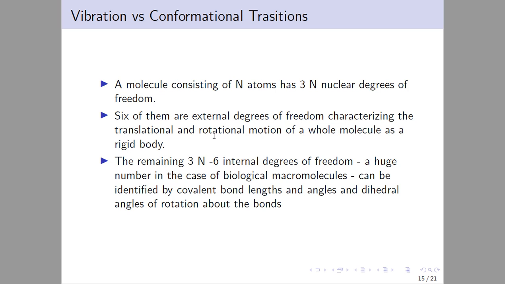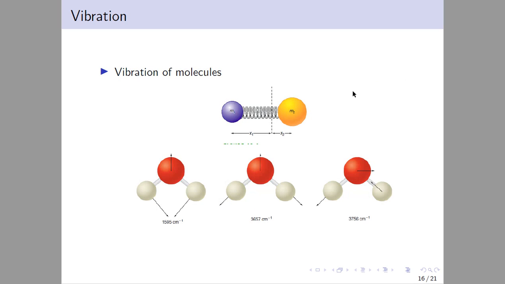The remaining 3n minus 6 internal degrees of freedom can be identified as covalent bonds and dihedral angles of rotation about the bond. So this one is the vibration. This one molecule is moving, this one molecule rotates, and these are vibrations between the bond. Here is the example.